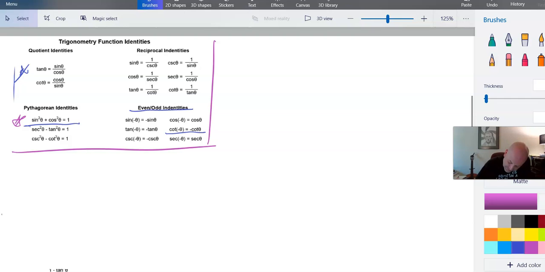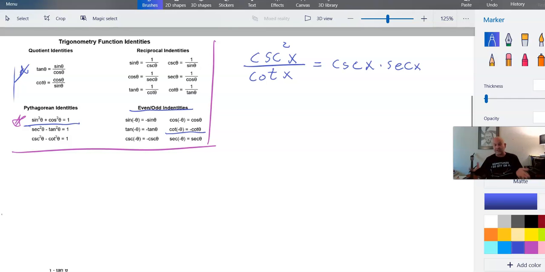Okay, so let's see here. We got pen on. So let's say I have cosecant squared of x over cotangent x is equal to cosecant x times secant x. Okay, now, since we've seen a couple of examples already, I want you to go ahead and attempt this one on your own. See what you can do with it.